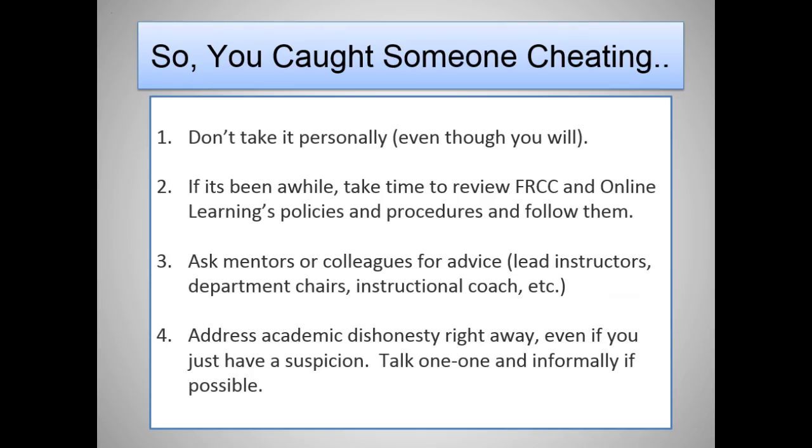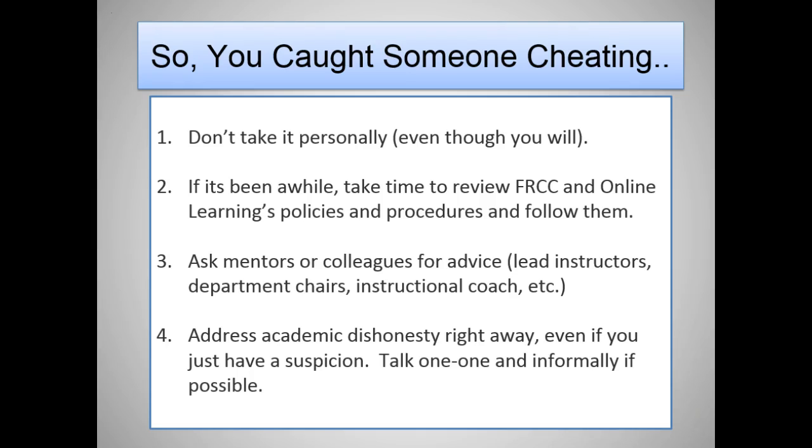If it's been a while, take time to review the policies and procedures of the institution. What do you do? Who should you call? Who should you inform? What are you allowed to do? Those kinds of things. Ask people for advice. Talk to your lead instructor, talk to your department chair, reach out to an instructional coach.